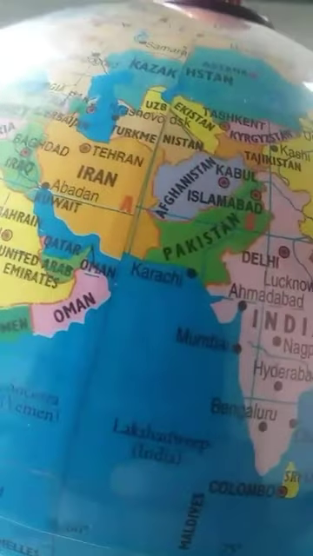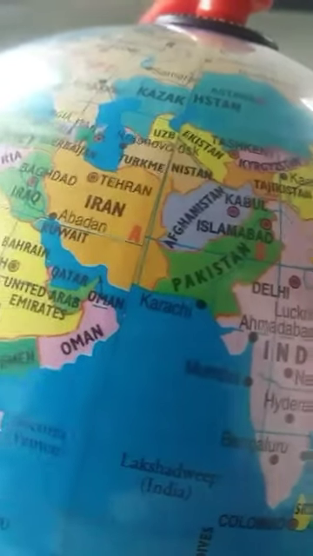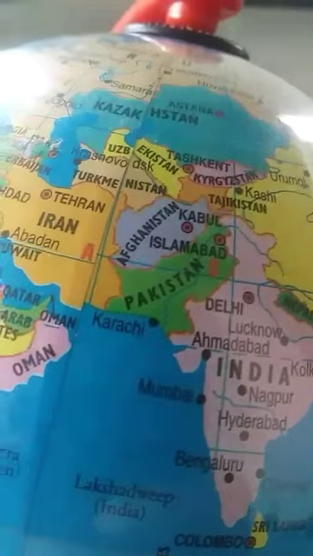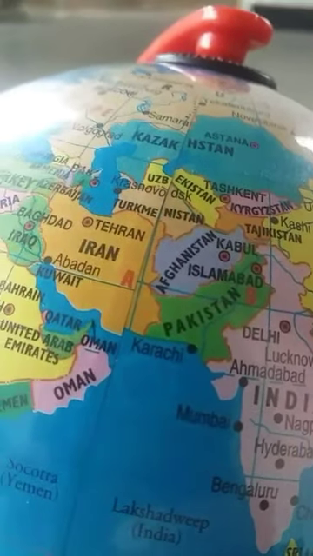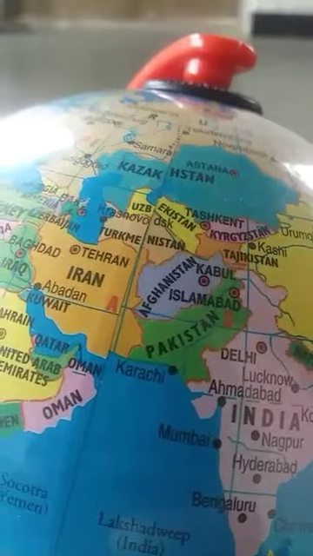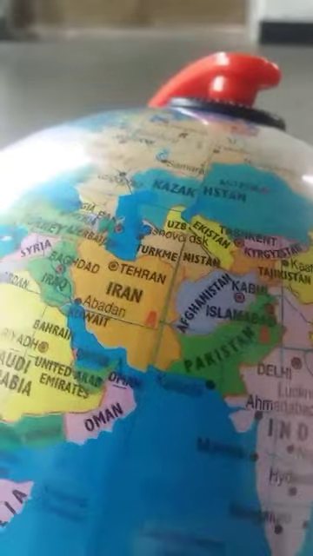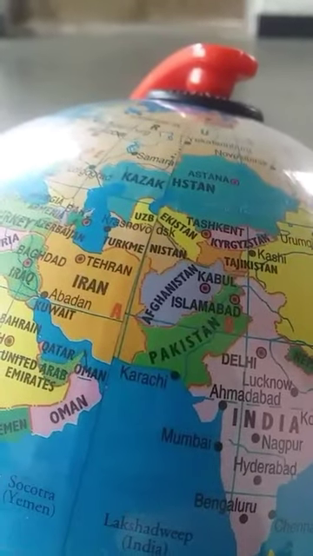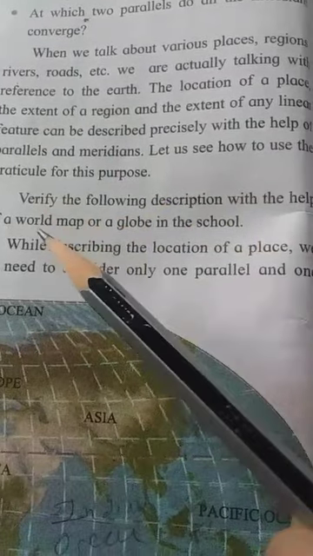Students, we have noted that when we talk about various places, regions, rivers, roads, etc., we are actually talking with reference to the earth. The location of a place, the extent of a region, and the extent of any linear features can be described precisely with the help of parallels and meridians. Let us see how to use the graticule for this purpose. Now verify the following description with the help of a world map or globe.